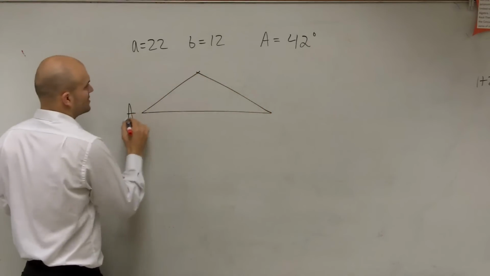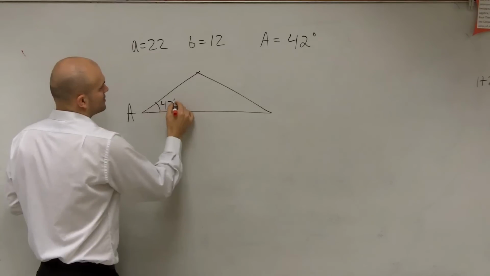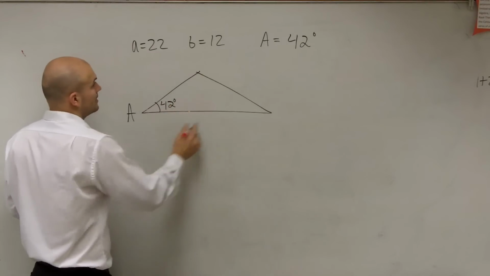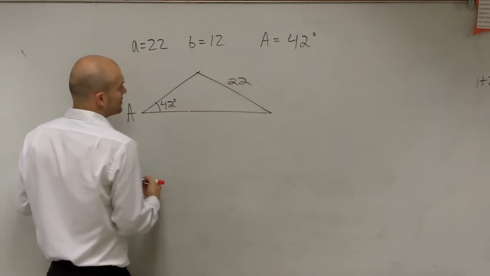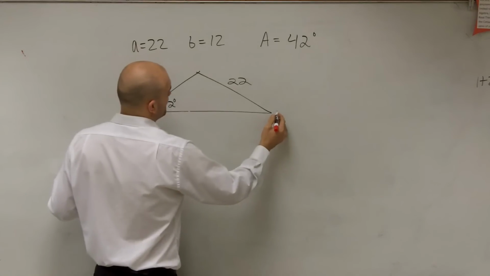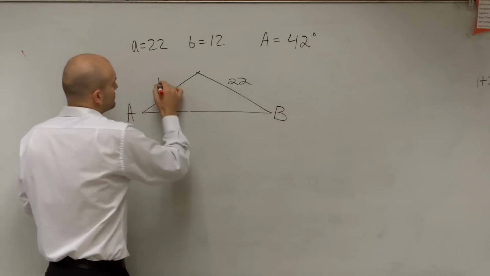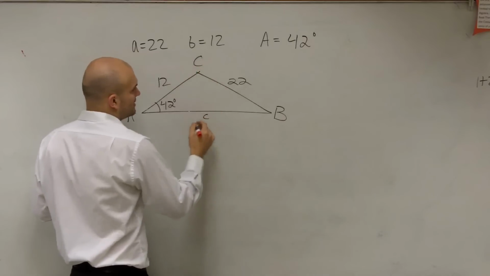Where I could say, all right, here's A, which is going to be 42 degrees. And then this length is going to be 22. And let's call B here 12. So therefore, that's going to be C.